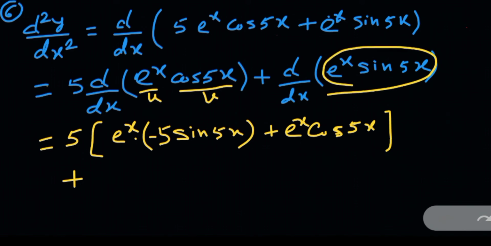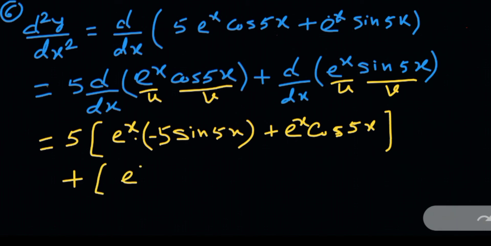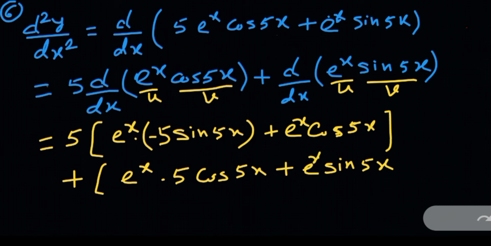So for the derivative of this, again you will use the u into v formula. Correct? So u as it is, e to the power x, and the derivative of sin 5x will be 5 cos 5x. The derivative of sin 5x is cos 5x and then the derivative of 5x is 5. So I wrote directly plus sin 5x as it is and the derivative of e to the power x, that will be e to the power x.